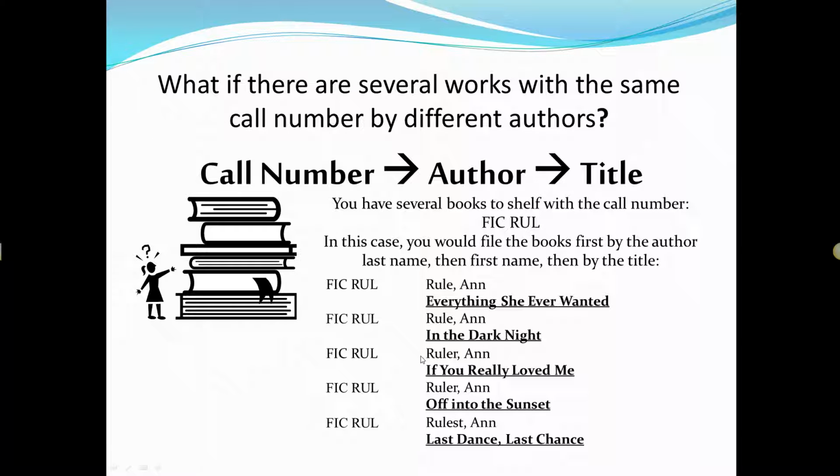We then put the Anne Ruler books together after Anne Rule. If You Really Love Me would come before Off Into the Sunset. Lastly, we would put the Anne Rulist books in that section.